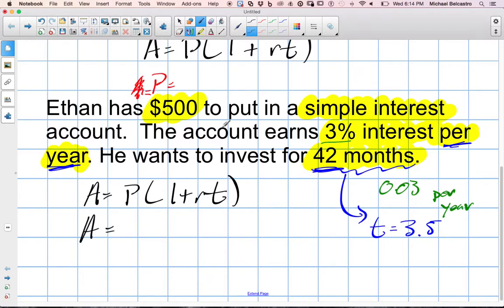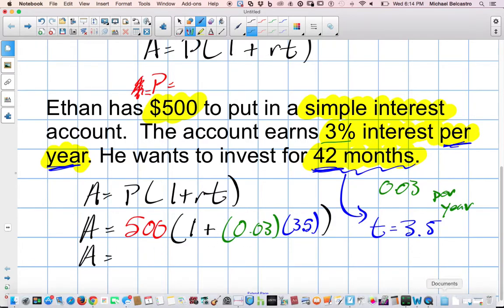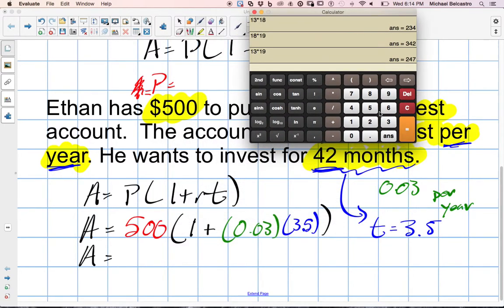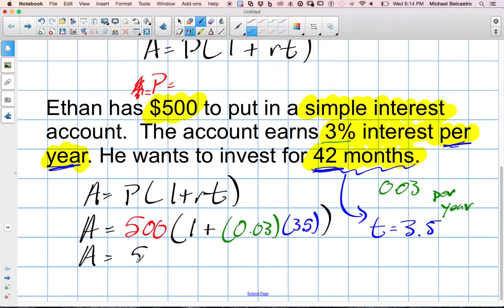So A is equal to 500 times (1 plus the interest rate, which is 0.03, times time, which is 3.5). You just follow BEDMAS to do this, and we could probably do this all on our calculator very quickly. Let's do 3.5 times 0.03, and that value plus 1, that's in the brackets. Then we multiply that value times 500. So our final amount is $552.50. Now, that shows you the future value.